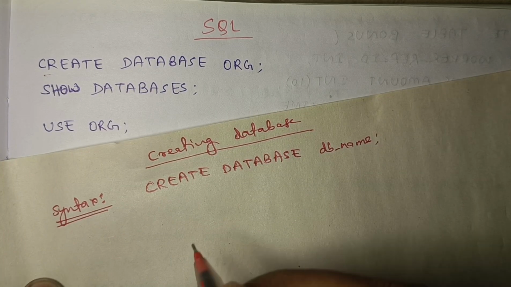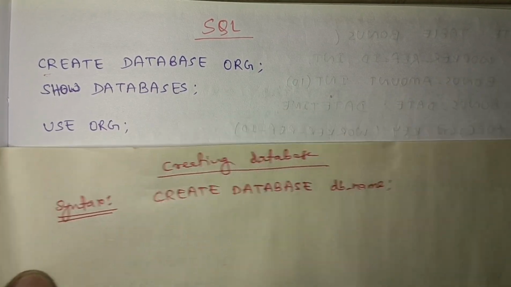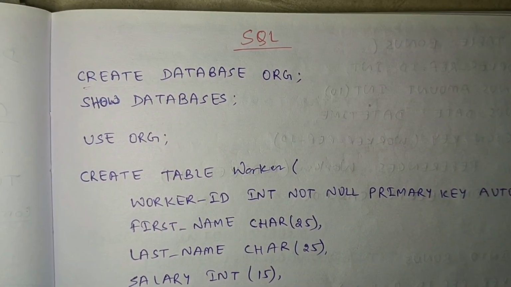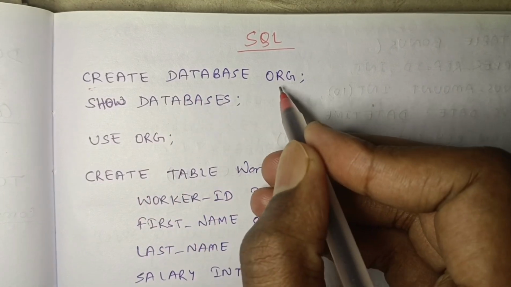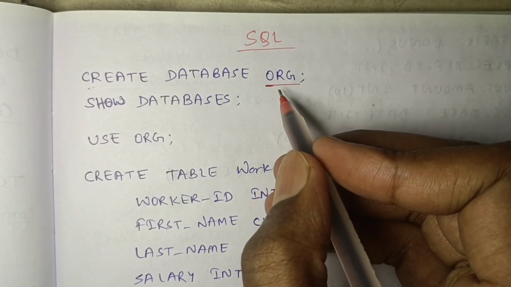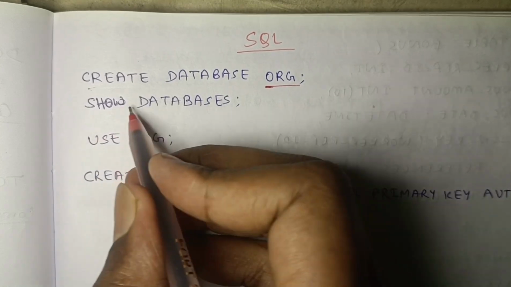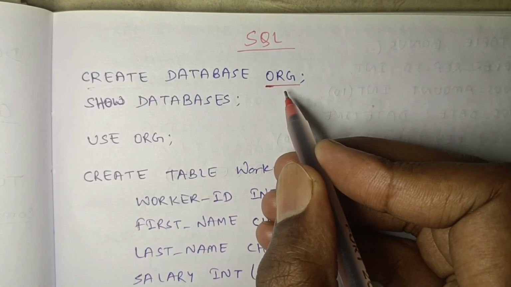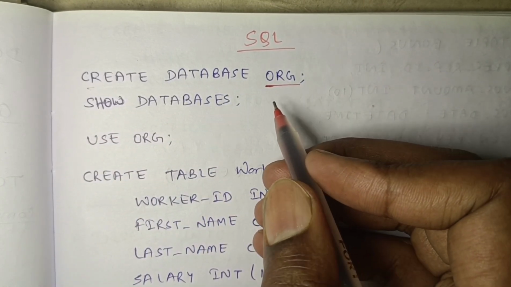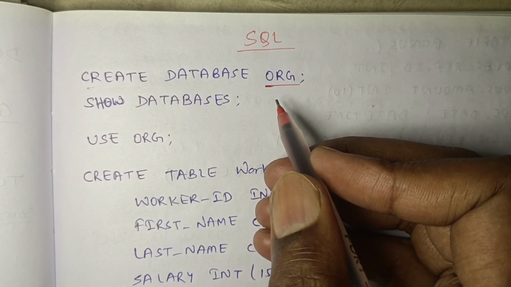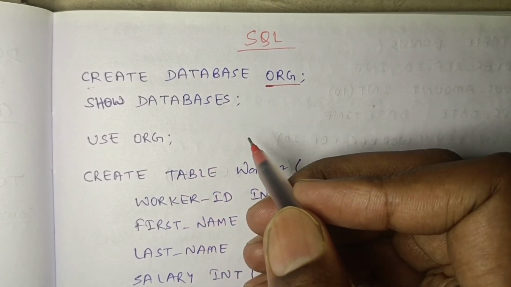So this is our SQL command. In this example, we can see that we are creating a database named org. You can put any name of your choice here. I am choosing org as our database name. So our database is created in MySQL by using the command create database.